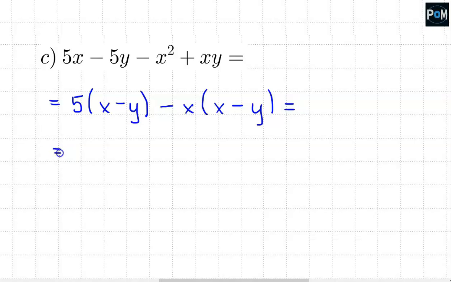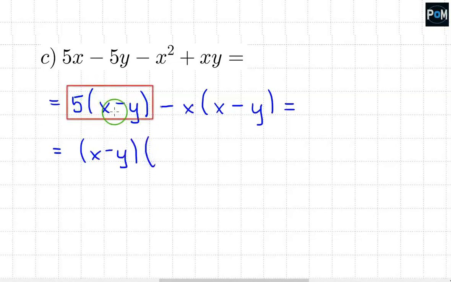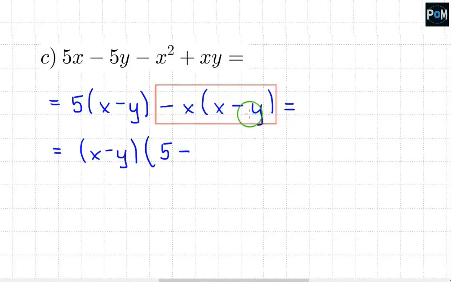Now we proceed as before. That is the same bracket we take out in front of the other bracket. From the first window, after removing the bracket, we are left with a 5. And from the second window, after removing the parenthesis, we are left with x. And we have it factored.